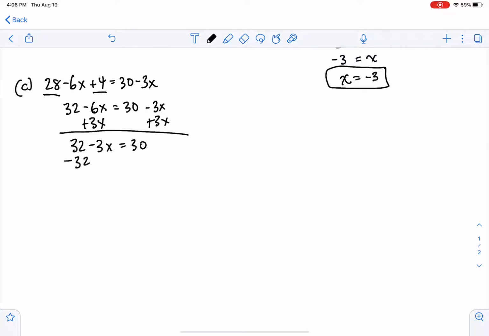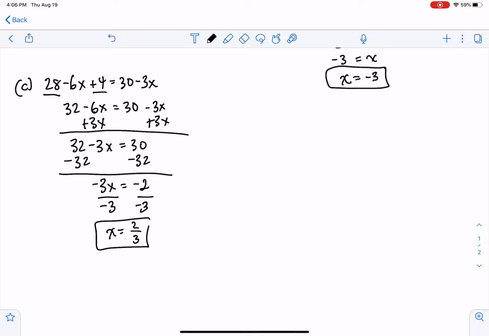I'll subtract 32 from both sides. Negative 3x equals negative 2. Divide both sides by negative 3. And I get x equals positive 2/3, right? Negative divided by negative is positive.